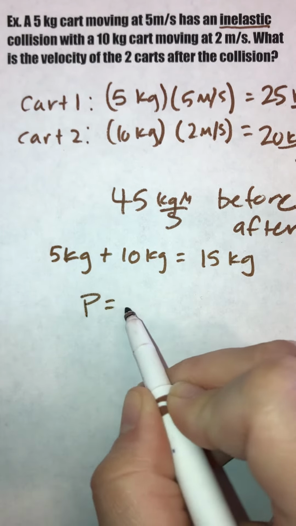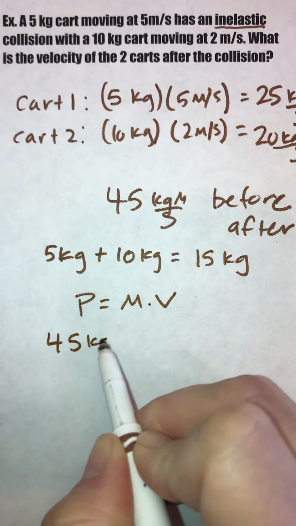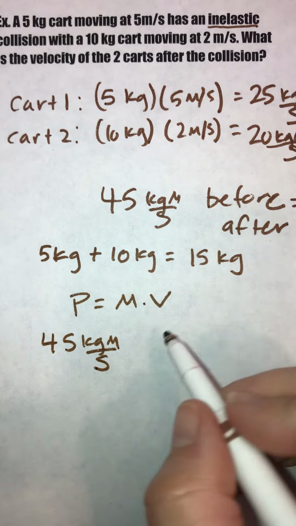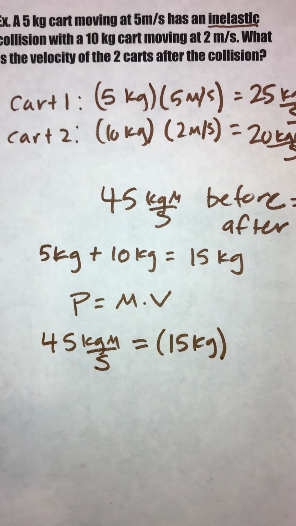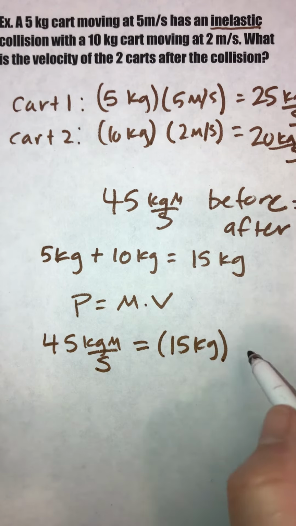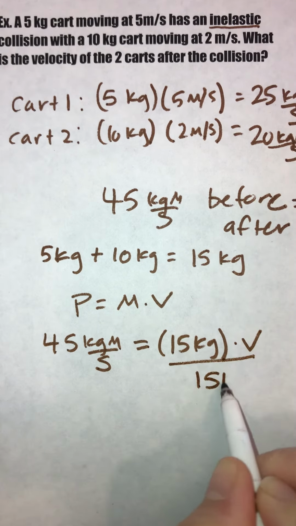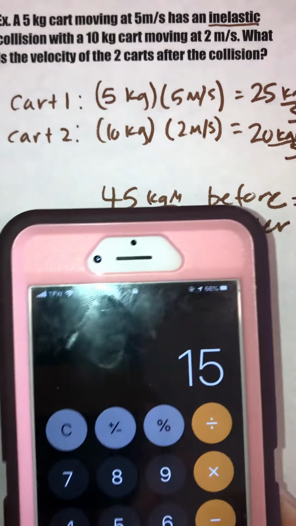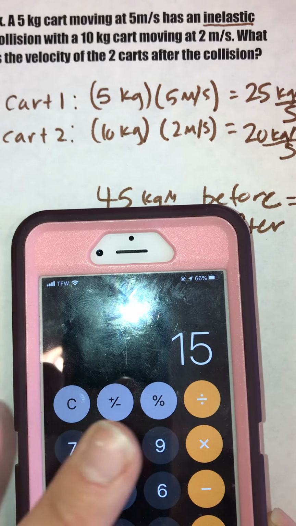Momentum equals mass times velocity. We said our momentum was 45 kilogram meters per second because that's what it was before and that's what it has to be afterwards. We said our mass was 15 kilograms because that's what the two carts added together are because they stuck together, times velocity. Now remember, we're working backwards. We have to divide. So what is 45 divided by 15? 3.